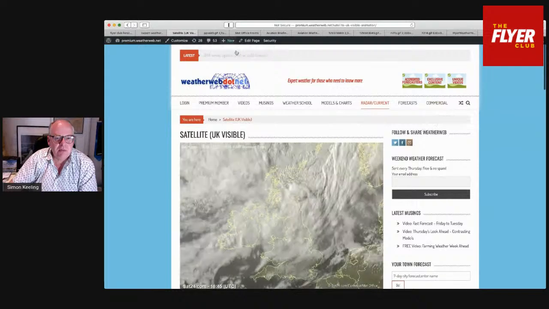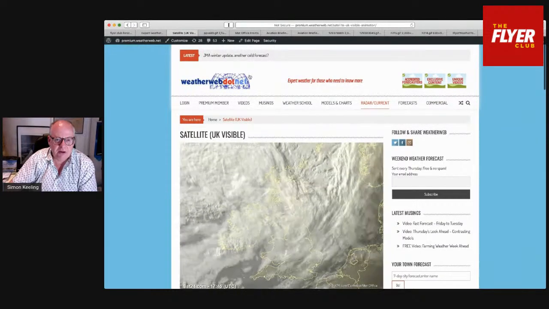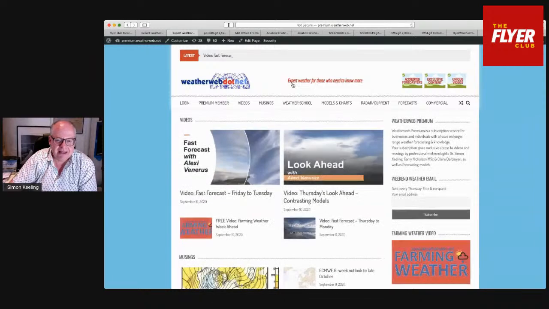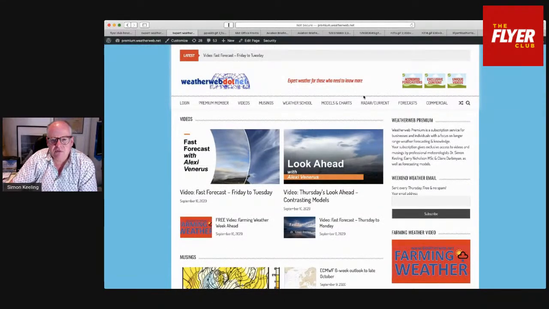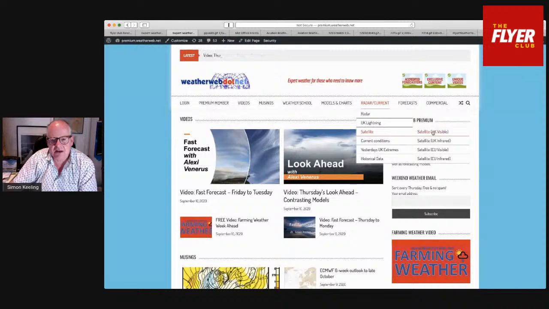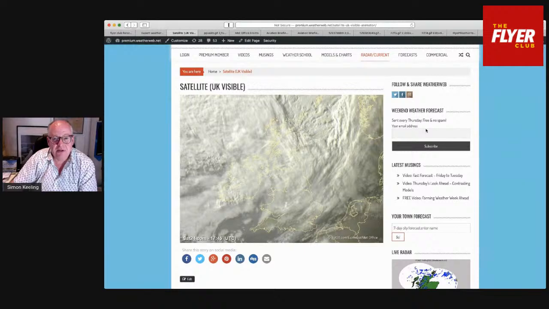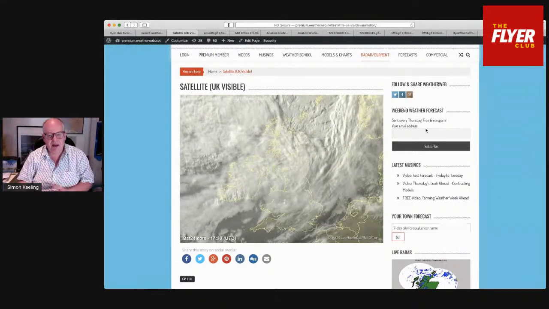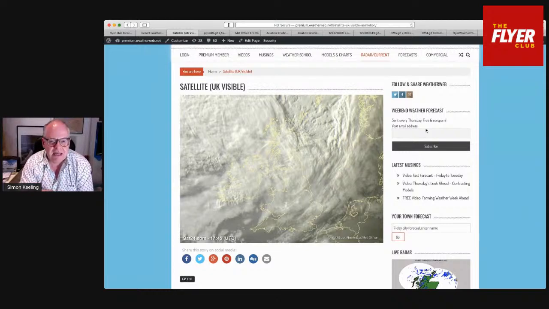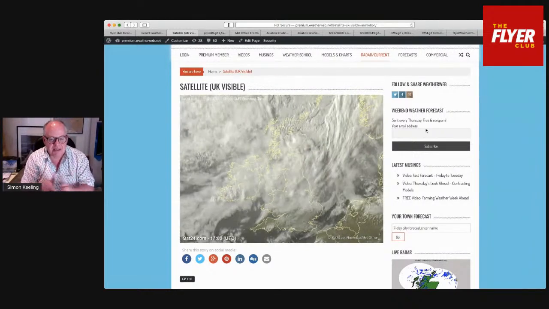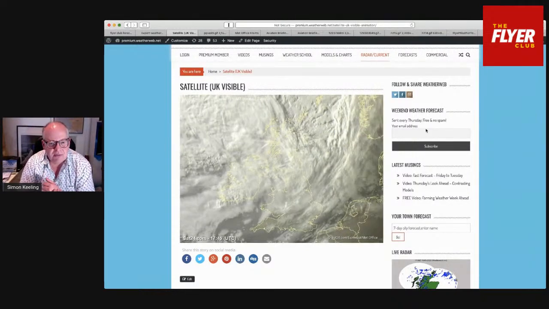So you just go to weatherweb.net, click on weatherweb.net, and you'll come to the home page, which looks something like this. If you go to radar and current and then click on satellite and satellite UK visible, you'll get a replay of the last few hours of satellite pictures. And this constantly updates, so you can leave it on in the background, and every 15 minutes a new picture arrives, and that updates the sequence on your desktop computer.